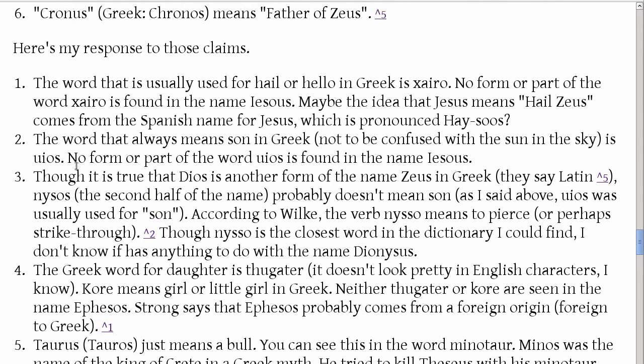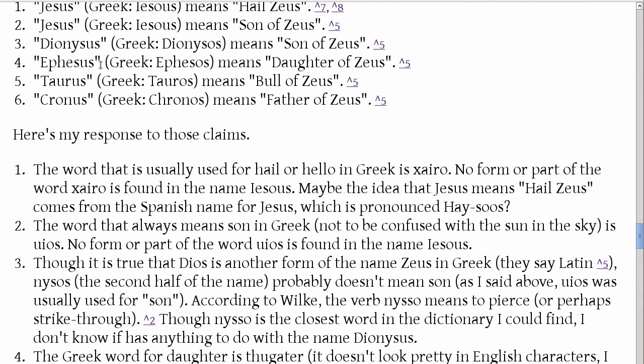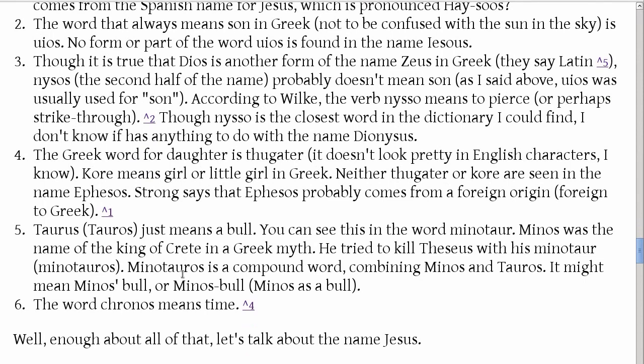4, which goes to Ephesus, means daughter of Zeus. The Greek word for daughter is thugater. I know it doesn't look pretty in English characters. Kore means girl or little girl in Greek. Neither thugater or kore are seen in the name Ephesos.